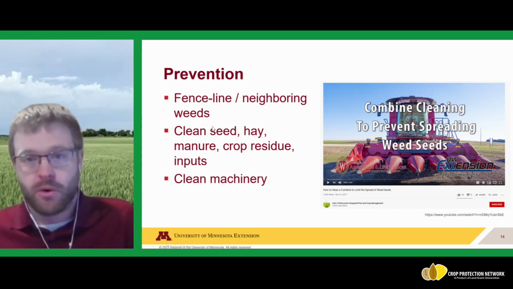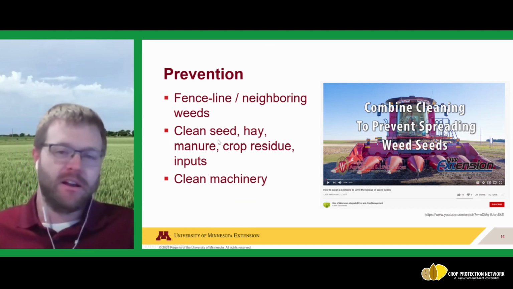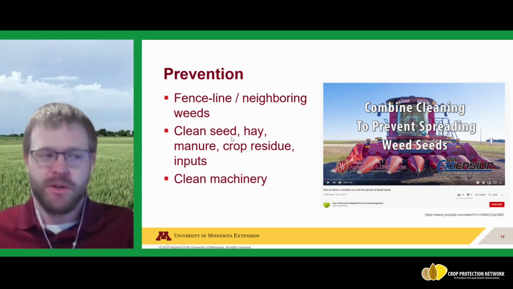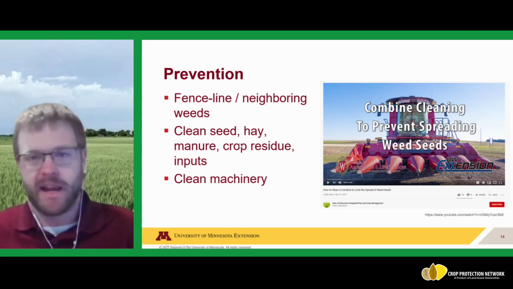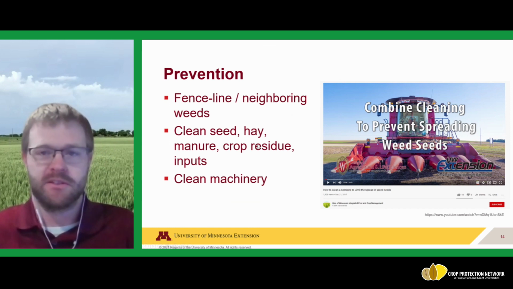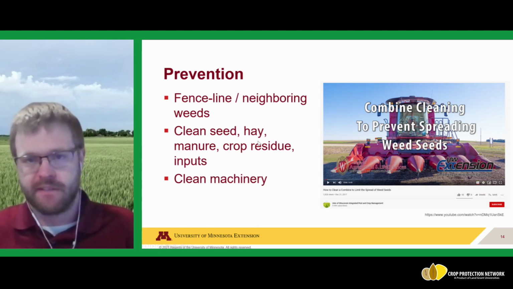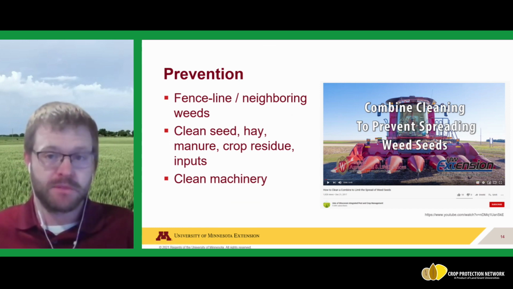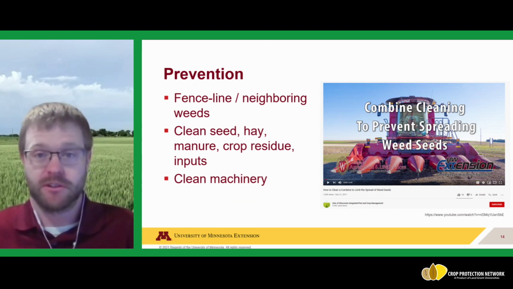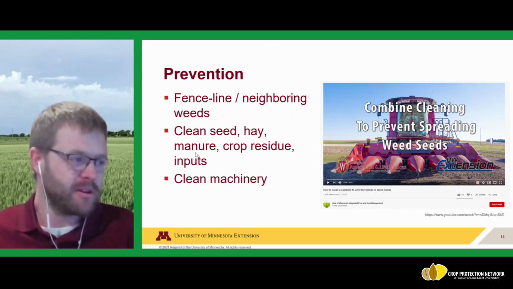We also like to, of course, plant weed-free seed. I also encourage people to think about manure sources, what types of bedding were used, crop residue, or even forage. If you're feeding weedy forage to animals or livestock and then spreading that manure on fields, that certainly can be a way to spread these weed seeds around.